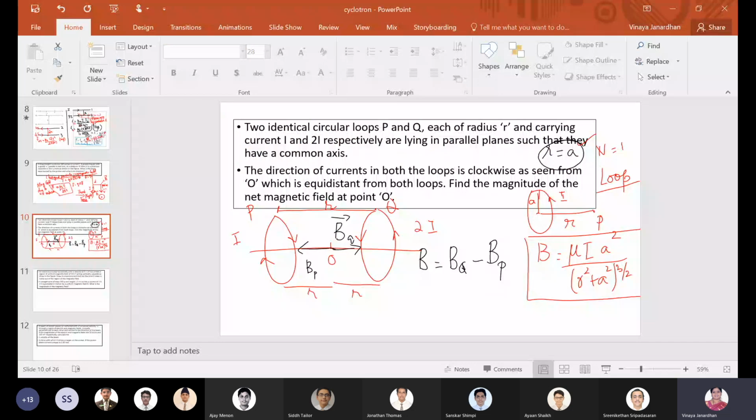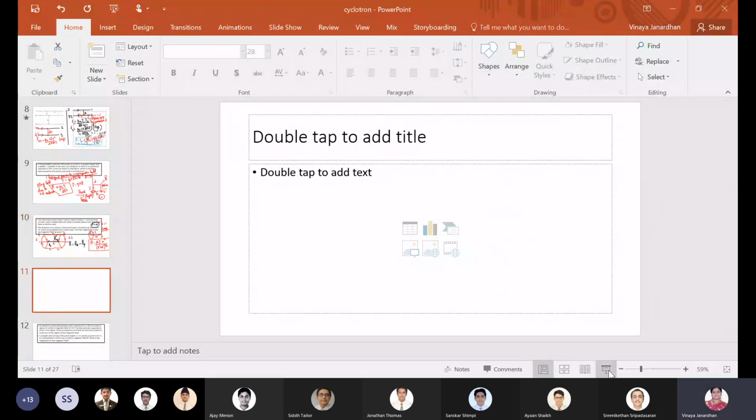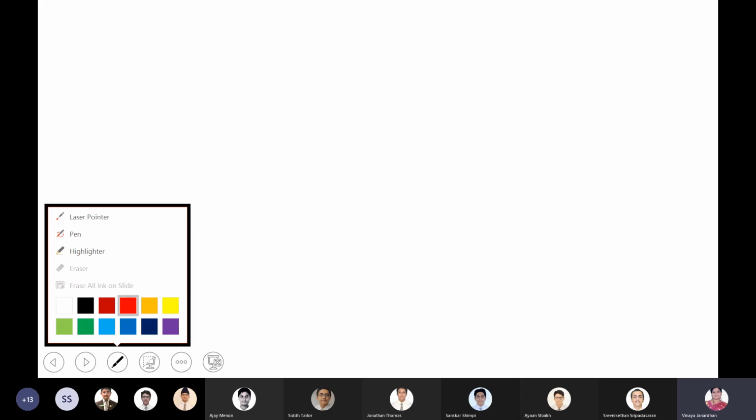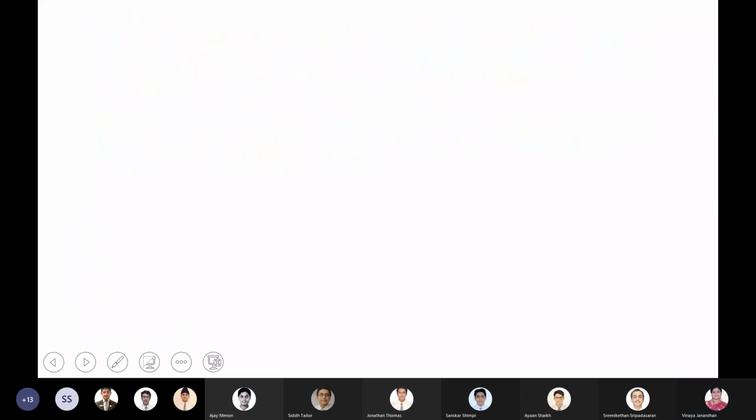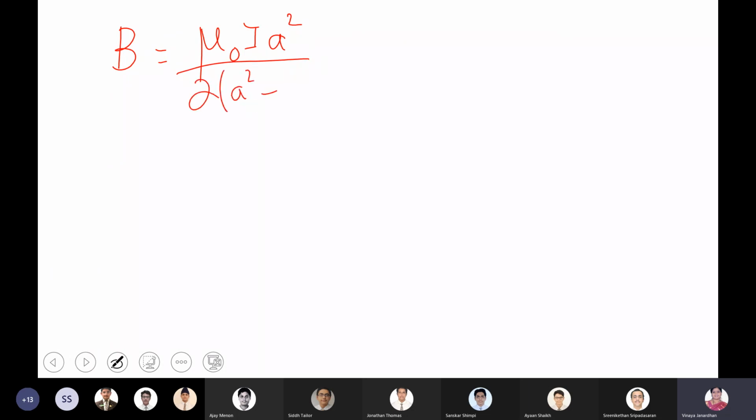Let me draw. Let me once again write the formula, and then we'll go for applying it for BP and BQ. The general formula is B is equal to mu naught I a squared divided by a squared plus r squared, the whole power of 3 by 2. So the radius of the loop A is given as R.